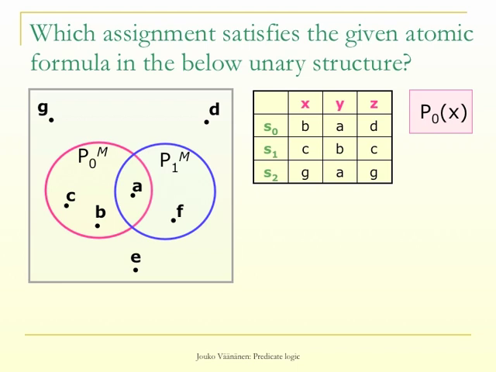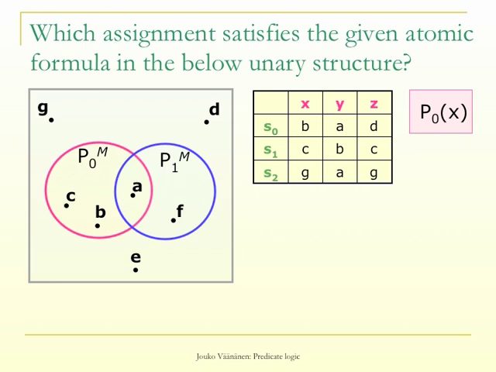So the unary structure has two unary predicates P0 and P1. And then there are elements all over the structure, and we are given three assignments S0, S1 and S2. To decide whether an assignment satisfies the atomic formula P0X, we should look at the value of X on that assignment. For these assignments S0, S1, S2, the value of X is B, C or G.